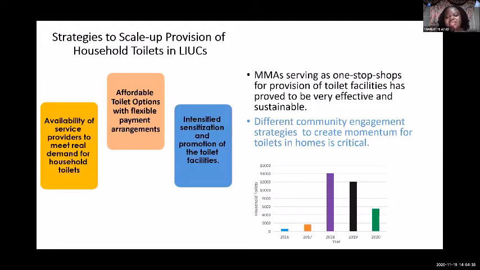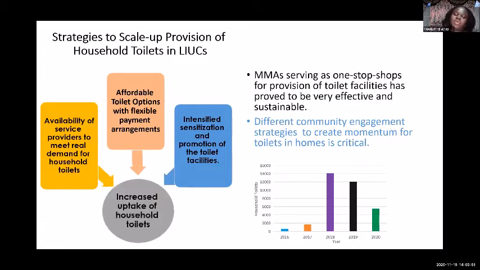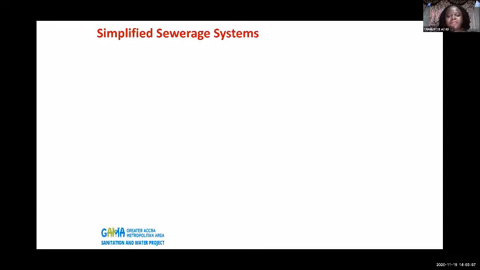And lastly, the education, we have to intensify sensitization and promotion of toilets in homes. People have public toilets, they pay so much to use it, but they prefer to go to public toilets than to use their own household toilet. So you are able to do sensitization and tell them the cost benefits, they accept, and you'll be able to increase uptake of household toilets in these low-income urban communities.